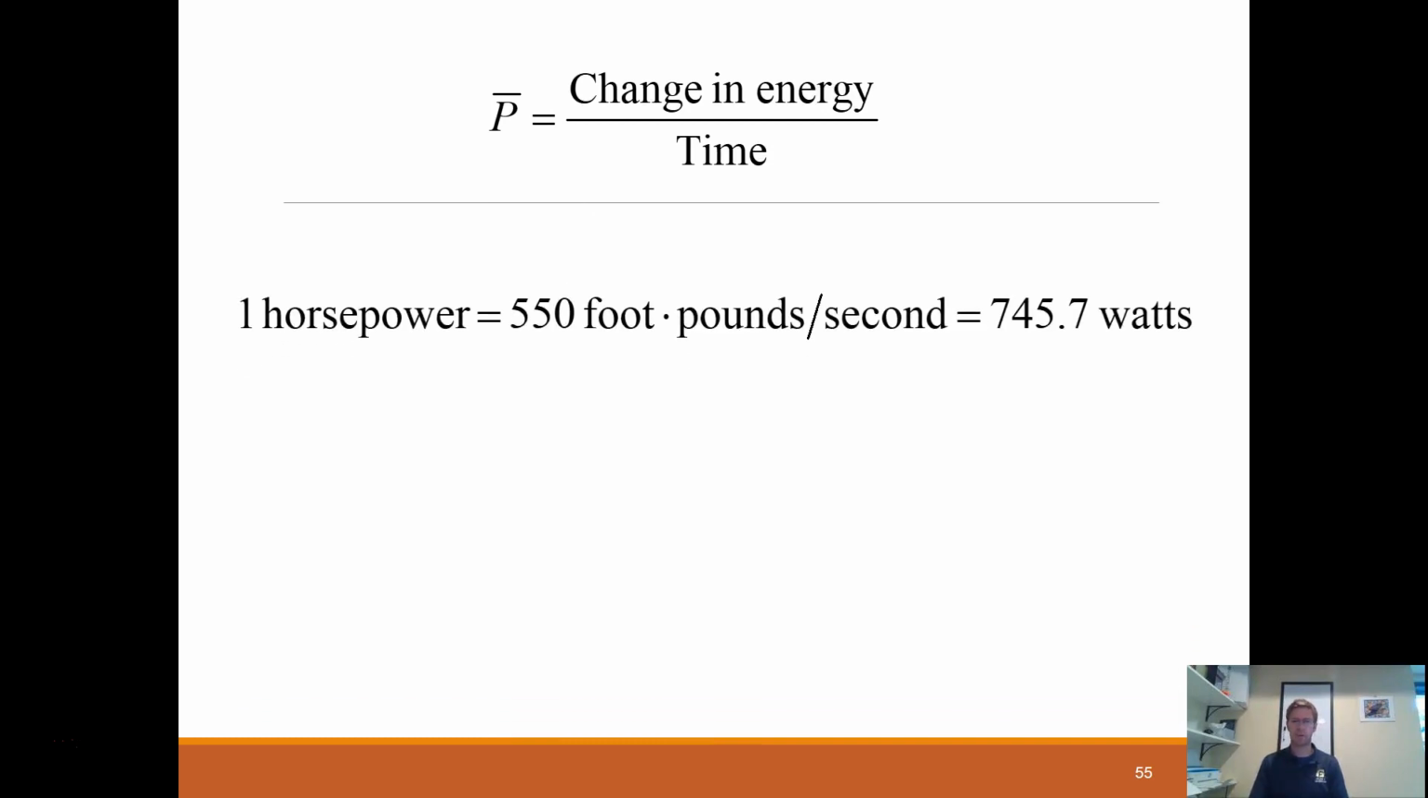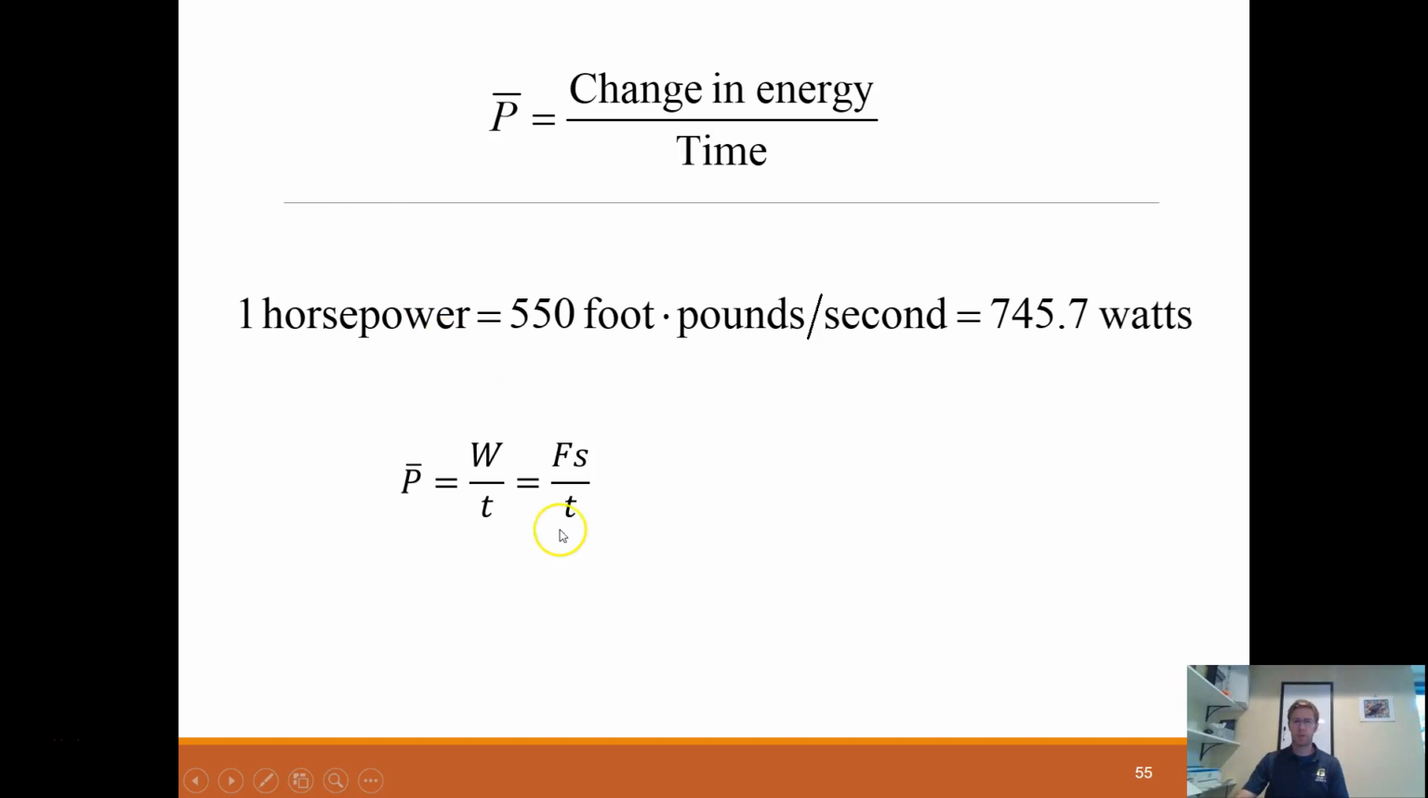There are some fun little conversion factors that you might use. Horsepower is a common unit for power. 1 horsepower is about 746 watts. Also, another unit used in the American system is foot-pounds per second. It's kind of a weird unit, but it's used a lot with engines and stuff. So 550 foot-pounds per second is 1 horsepower. So you can also get a conversion factor there between watts and foot-pounds per second.